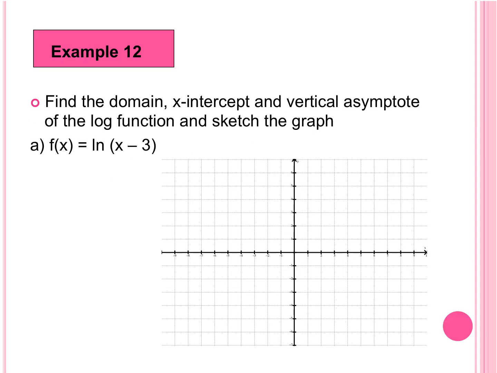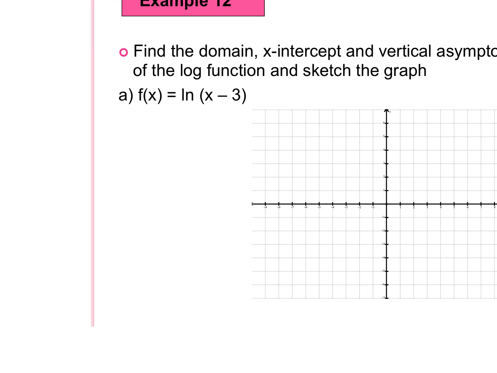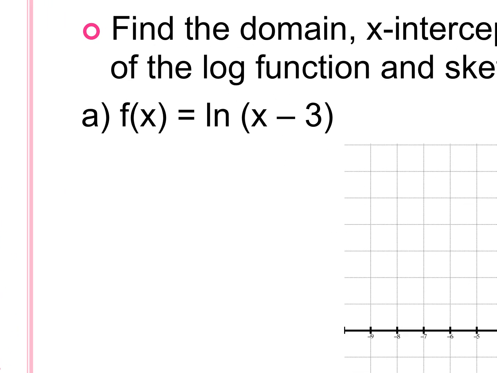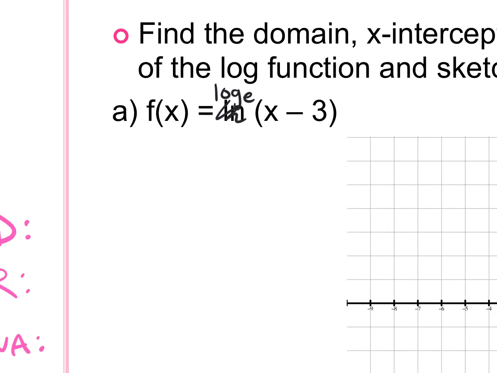In example 12, we're going to do everything we were just doing. We're going to find the domain, the x-intercept, vertical asymptote, and sketch the graph. So we'll find the domain, range, vertical asymptote, and x-intercept. Now here it's an ln graph. So if it helps you, change the ln to be log base e. It's the same thing, just changes the way that it looks. So log base e and ln are the same. So this is just a log graph.